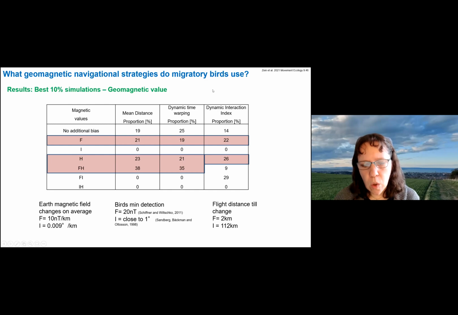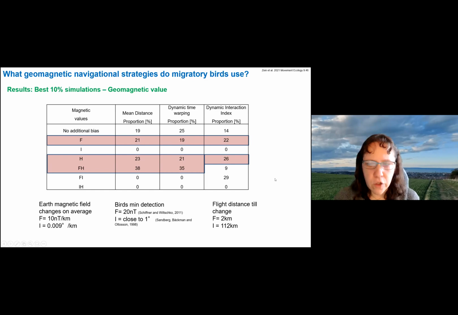And if there was no influence of the magnetic field, we would have a seventh of each. We would expect about a seventh of the simulations in each of these cells here. So this would be equally distributed, and about a seventh in each of the rows. That's clearly not the case, right? There are lots of strategies that just don't have any representation in the best 10% of simulations. And interestingly, this is mostly the ones that use inclination.